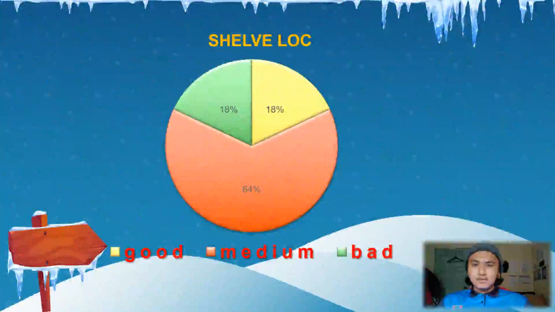Lastly is the pie chart of shelf log. We use the relative frequency as the size, which contains three legends, which is good, medium, and bad. From the chart, we can say that the medium has the biggest size, which is at 64%, and holds the biggest frequency, which is 96.